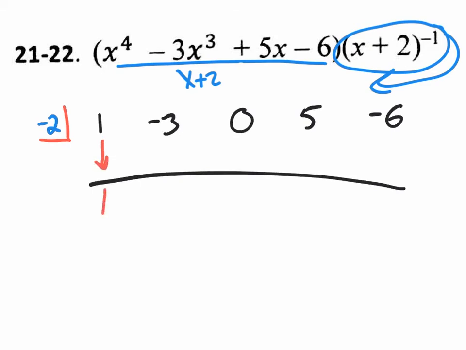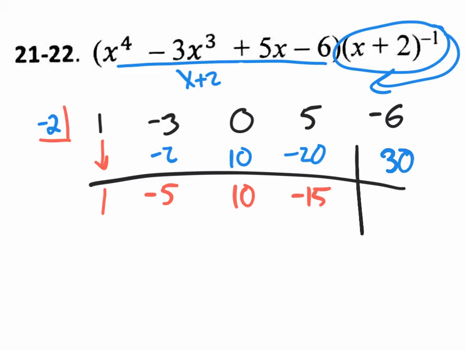1 plus nothing is 1. As you go up, -2 times 1, that gives me a -2. As you go down, you combine. -3 combined with -2 is? -5. As you go up, -2 times -5 is? +10. As you go down, combine. 0 combined with 10 is? 10. As you go up, multiply. -2 times 10 is? -20. As you go down, you combine. 5 and -20 is -15. As you go up, you multiply. -2 times -15 is +30.